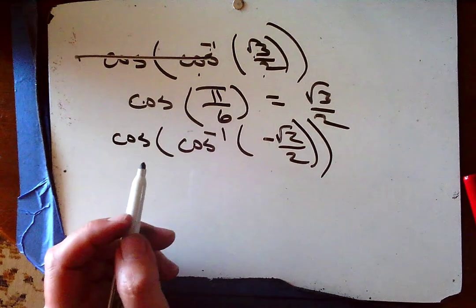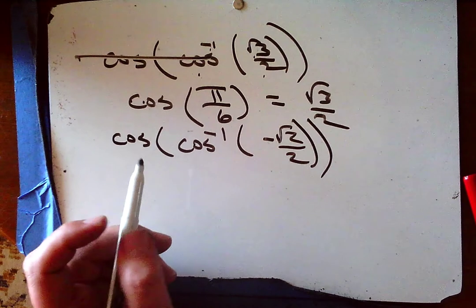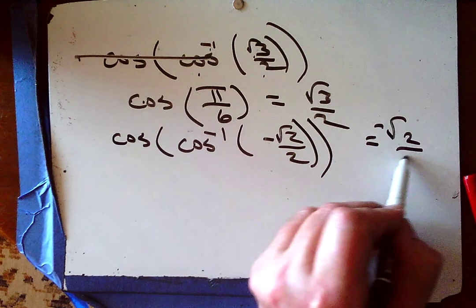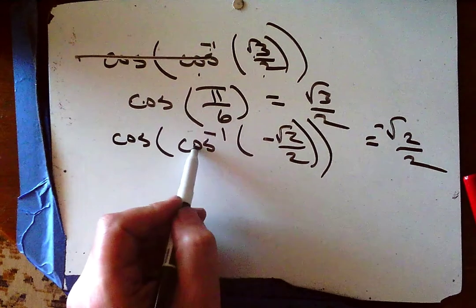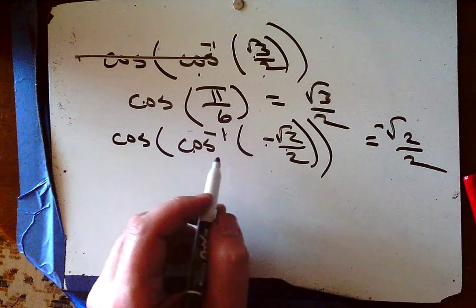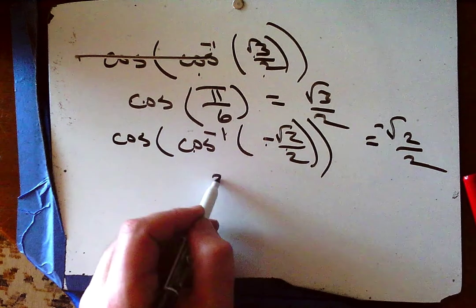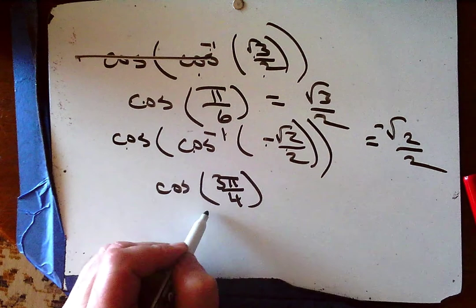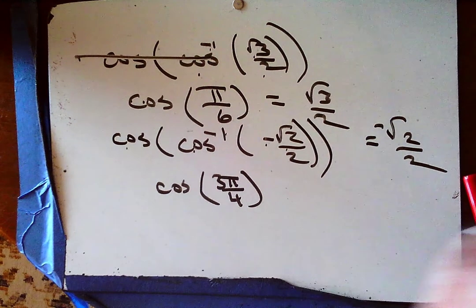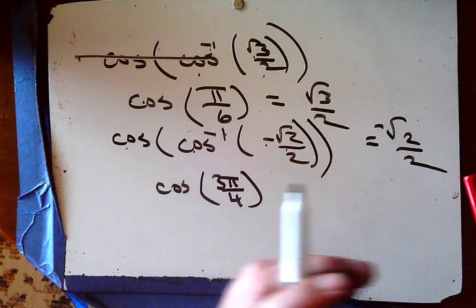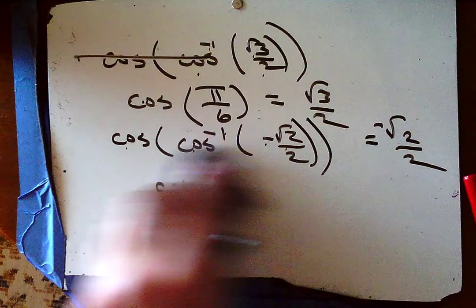I get negative root 2 over 2. And here's how I did it. What angle has an x value of negative root 2 over 2 within the restriction for inverse cosine? That would be 3 pi over 4. And now I want the cosine of that angle. And sure enough, that's negative root 2 over 2. So crossing those out works just fine for me there.